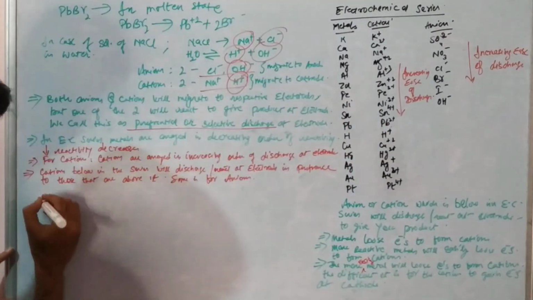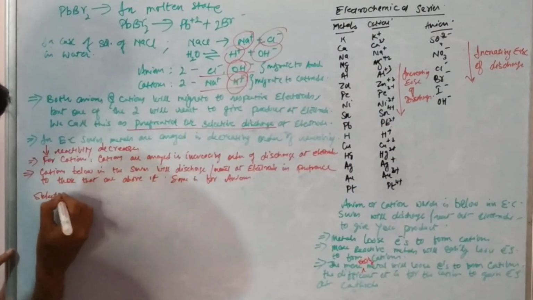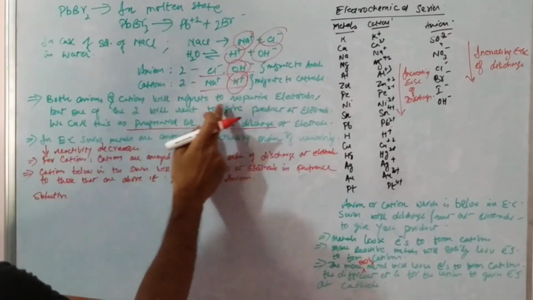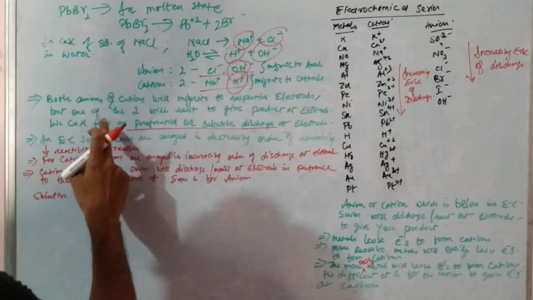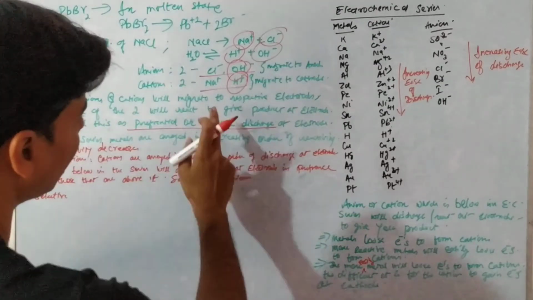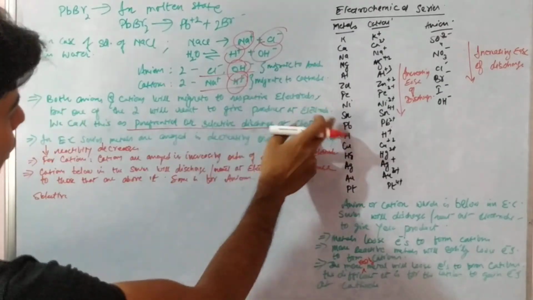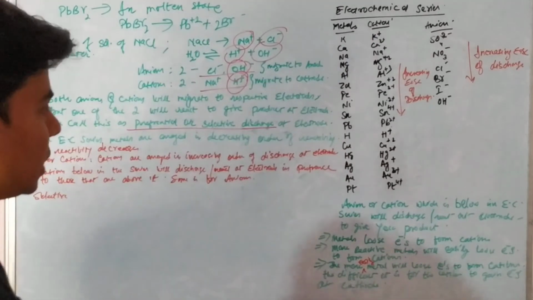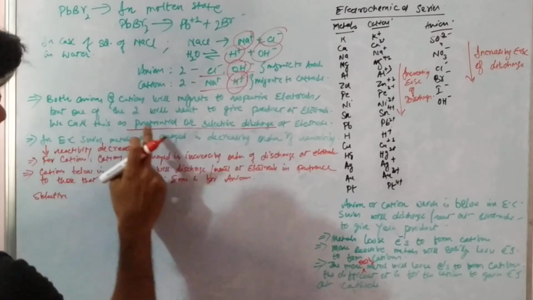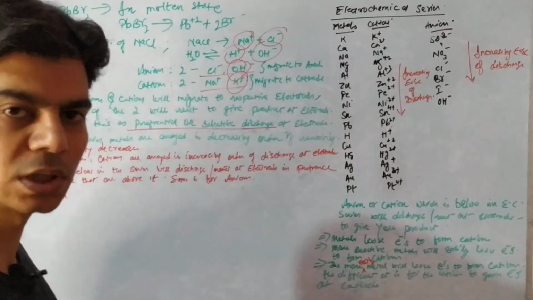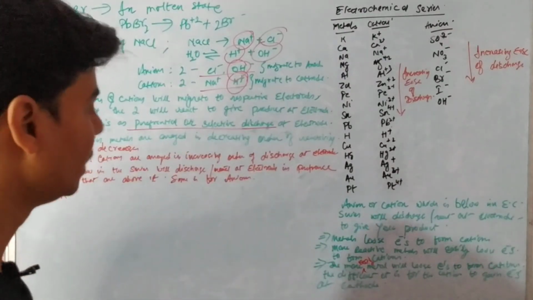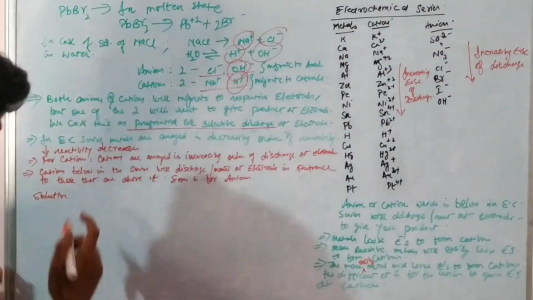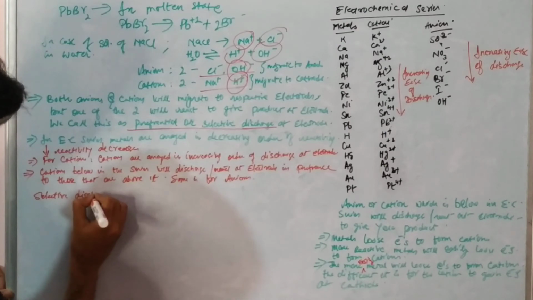We know what selective discharge is. Both anions and cations will migrate to the respective electrodes, but one of the two will react to give product at the electrode, or we also call it that one of the two will discharge at the electrode. We call this preferential or selective discharge at electrodes, or selectively one of the ions will discharge at the electrode.